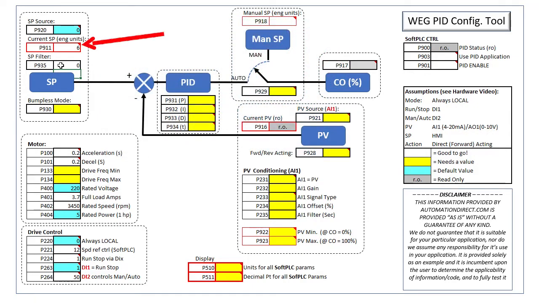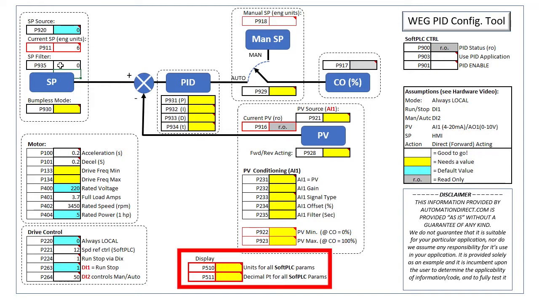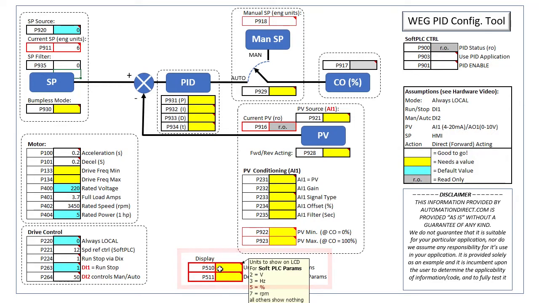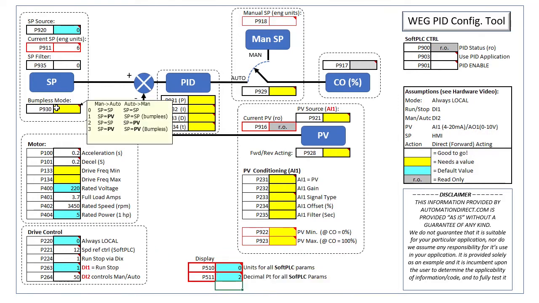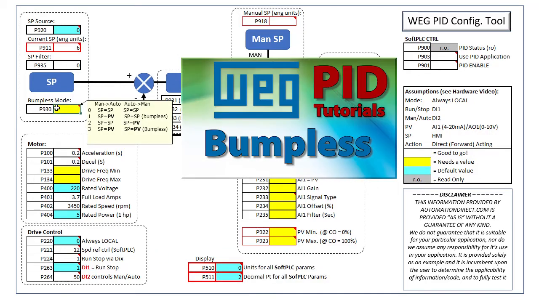The red box reminds us that this is entered in engineering units, which means we need to configure the display for engineering units. Parameter 510 sets the units indicator in the HMI display. There is no indicator for PSI, so we'll set that to a 0 to display nothing. Parameter 511 sets the decimal point for all soft PLC parameters that use engineering units, so let's make sure that's 2 decimal places.